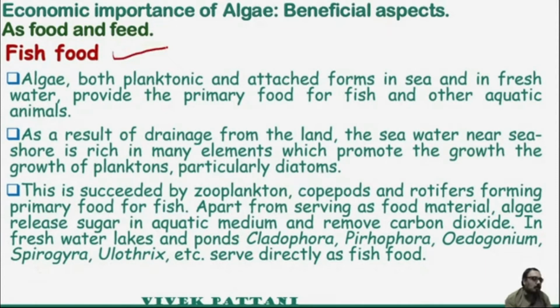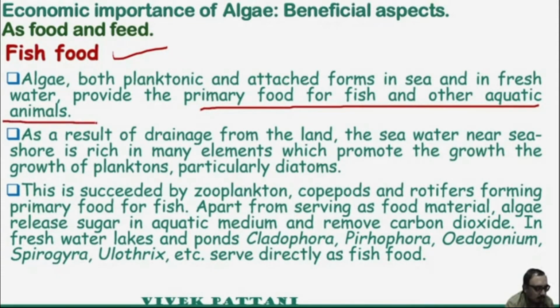Now, fish food. Algae are both planktonic and attached forms in the sea and in freshwater also, and they provide a primary food for fish and other aquatic animals. As a result of drainage from the land, the seawater near the seashore is rich in many elements, which basically promotes the growth of plankton, particularly the diatoms. This is succeeded by the zooplankton, copepods, and rotifers, forming primary food for the fish. So in the food chain, the algae are basically the primary producers.